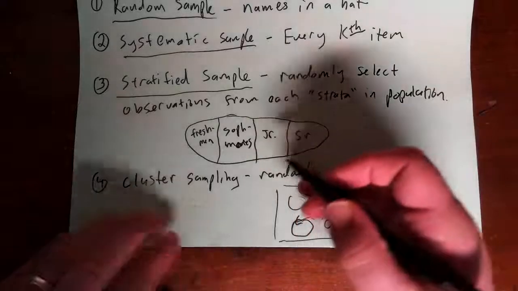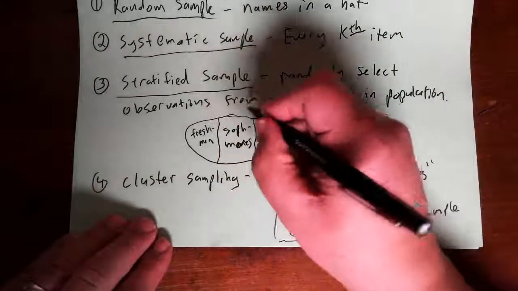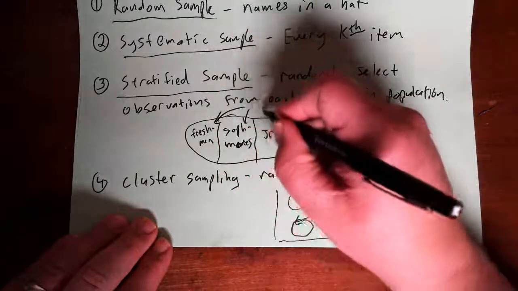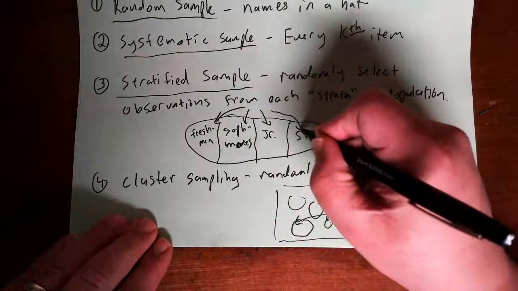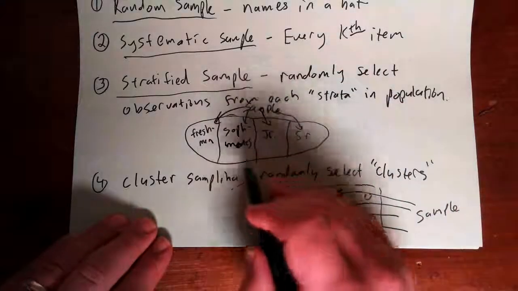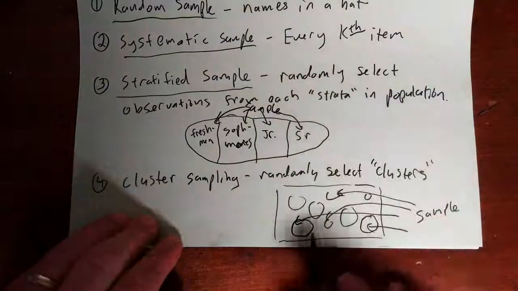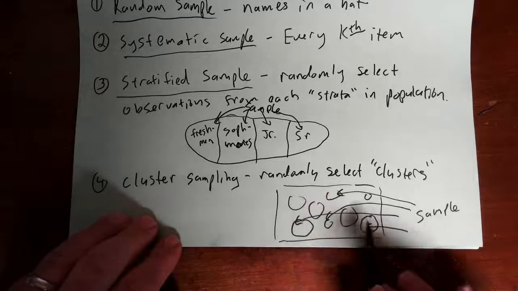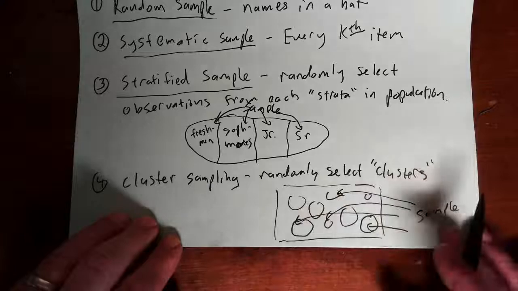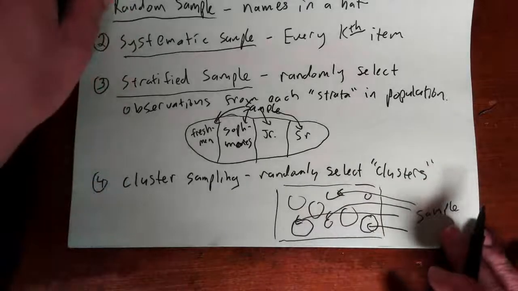Okay, so the difference here is for this one, for your sample, you're randomly selecting from each strata, right? So many from each strata. But here you're actually randomly selecting the clusters, okay, for your sample. So that's the difference between those two.